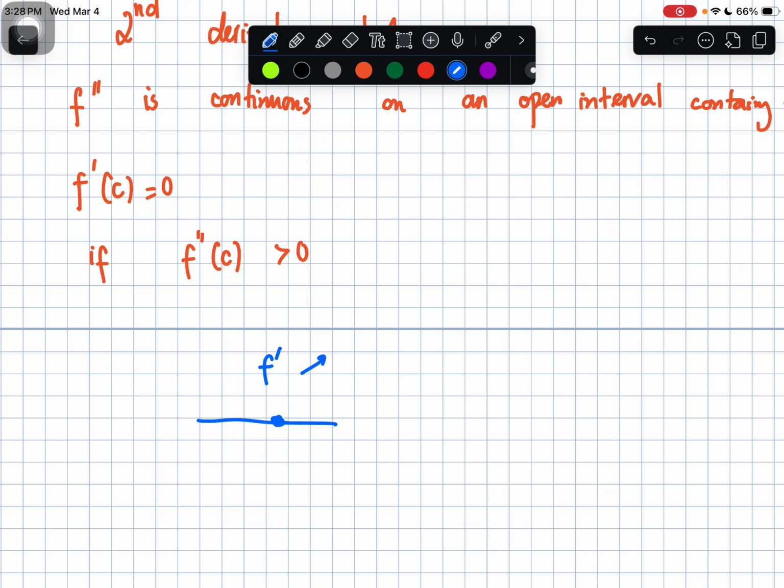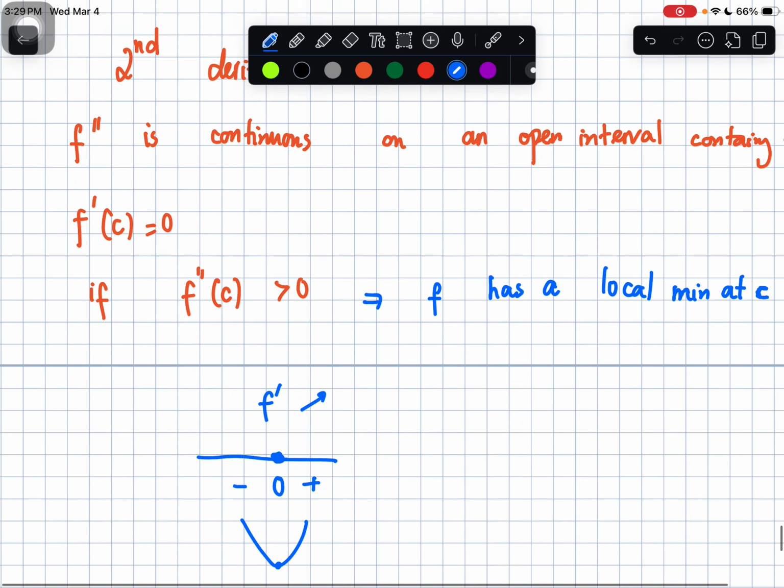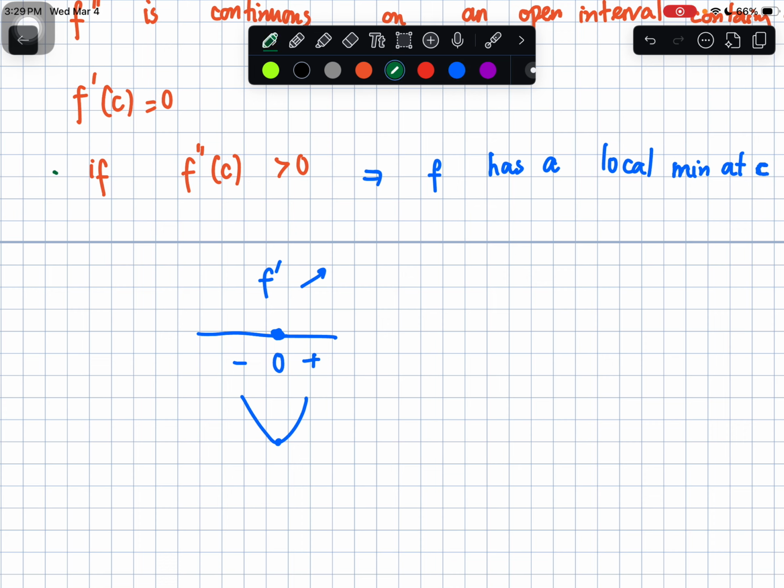So it is 0 at this point. Before that, it is negative. After that, it is positive. So we should expect the function to have a local min here. f has a local min at c. That is what the second derivative test tells us. That is the first case.